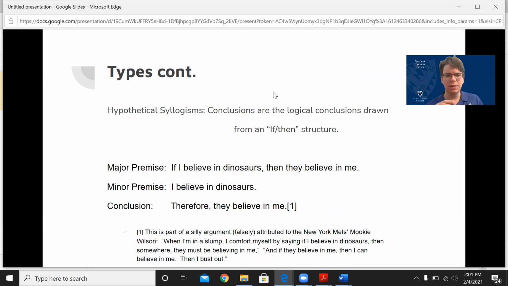Logically, this argument is valid because the major premise sets up the conditions for the conclusion, and the minor premise satisfies those conditions. This is not, however, a sound syllogism or sound argument because the major premise is untrue. Dinosaurs, because they are extinct and have nothing to do with the speaker, cannot believe in the speaker. So this cannot be a true statement, even though it is logical. It's valid, but not sound.